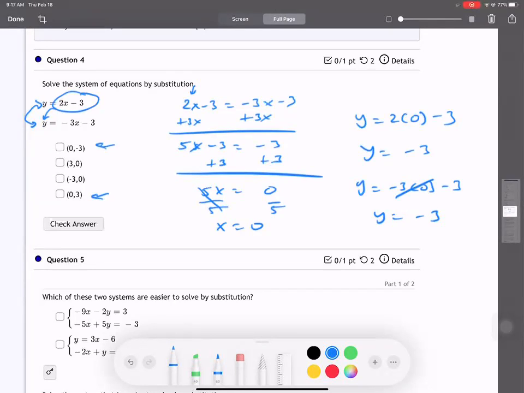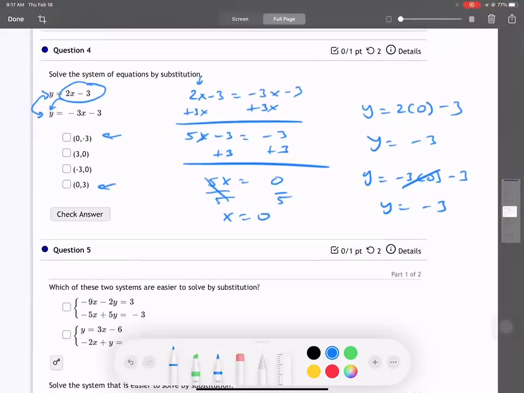Okay, so we're looking at hopefully some easy questions for you guys. That you guys are kind of used to this. Hopefully you guys are getting a lot better at this first semester skill of solving for x.